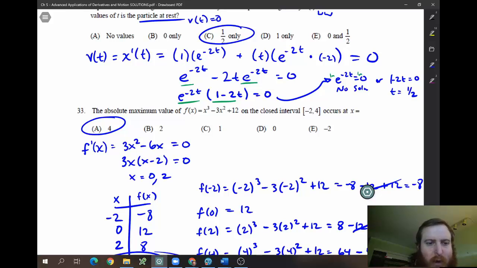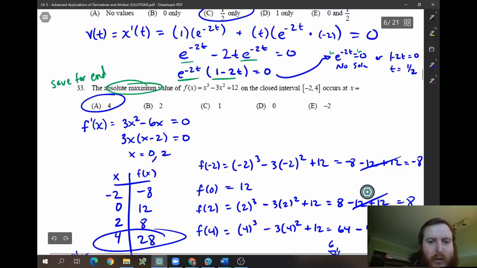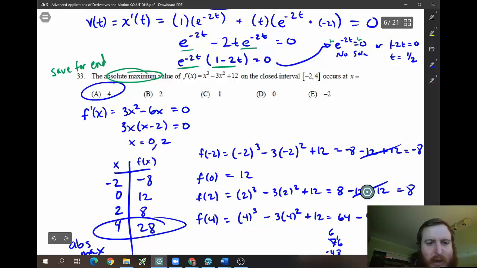Okay, next up, the absolute maximum value of f of x equals x cubed minus 3x squared plus 12. Again, another one of these absolute max. So I would immediately, if it were me, save this for the very end. We're going to take f prime of x, set that equal to 0. We get the possibilities of 0 and 2. And then we're going to plug in all of these values, so our endpoints, negative 2, 0, 2, and 4. We plug all of them back in to f of x.